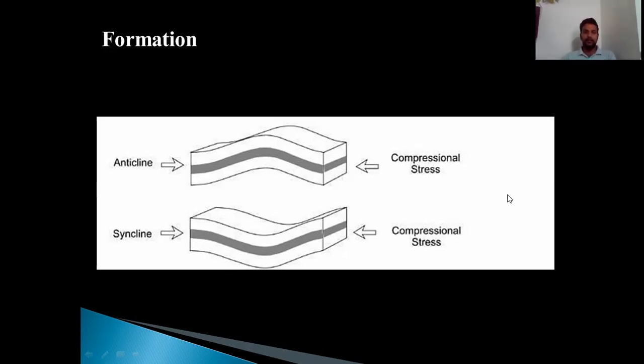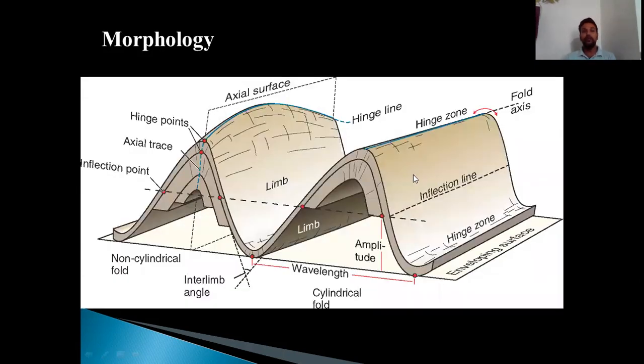Let us see the morphology of the fold. The morphology of a fold is quite complex. There are multiple nomenclatures or multiple aspects which we have to study in the morphology of the fold. So let us discuss step by step. The curve point or the curve is called either a crest or a trough. If the fold is upward in direction, then it is called a crest, and if it is downward, it is called a trough.